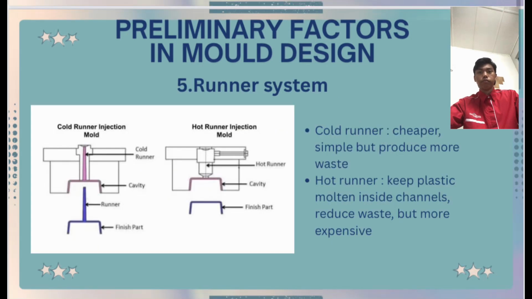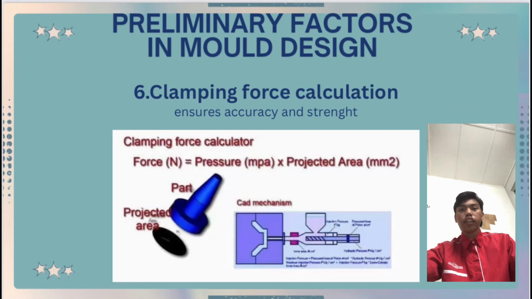Runner system. Runner system has two types. First, cold runner. Cheaper, simple but produces more waste. Hot runner keeps plastic molten inside channels, reduces waste but is more expensive. And the last one, clamping force calculation, to ensure accuracy and strength.